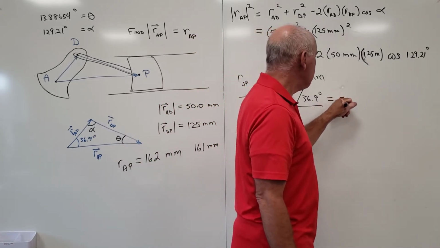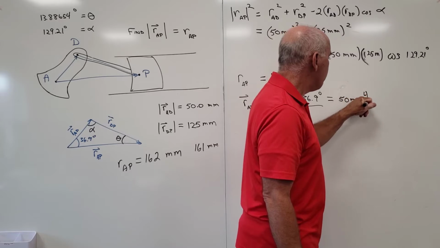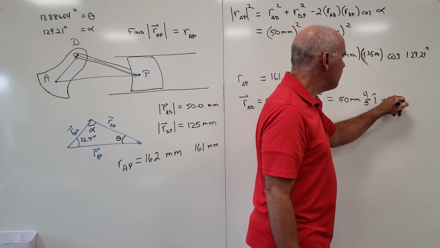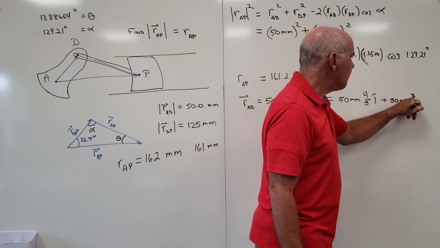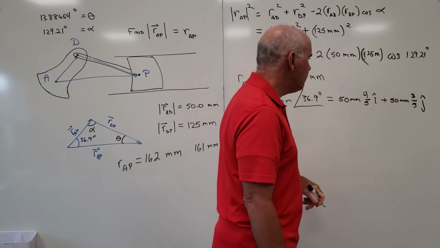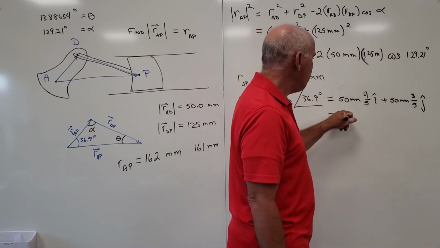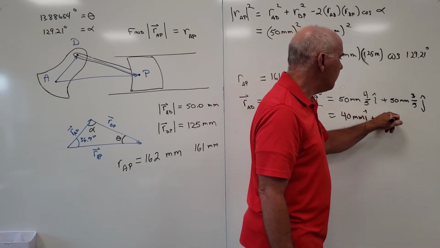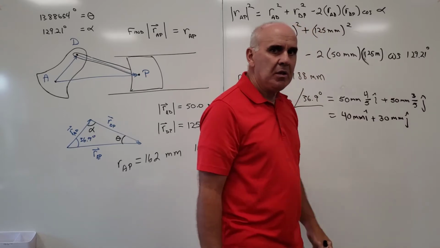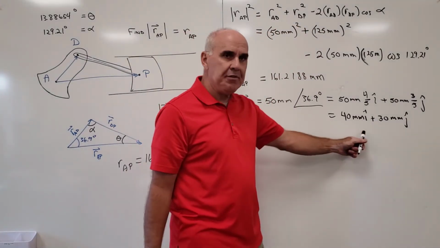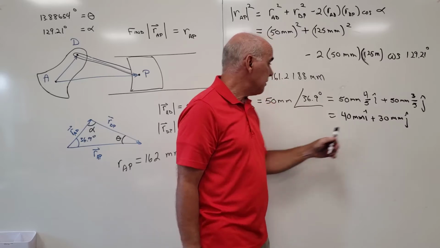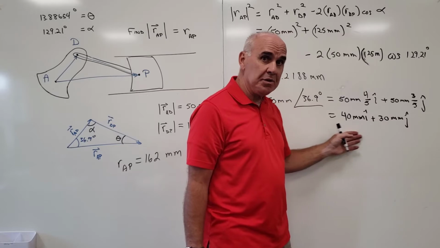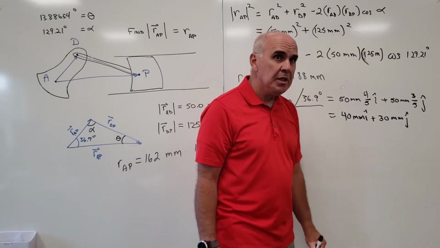So 50 millimeters times 4/5 is in the i hat direction, plus 50 millimeters times 3/5 in the j hat direction. And that's going to simply be 40 millimeters i plus 30 millimeters j. So there's RAD written out in vector Cartesian format. Here it is polar, and this is Cartesian. And I'll show you later on, your calculator will do all this for you. Makes life a whole lot simpler.